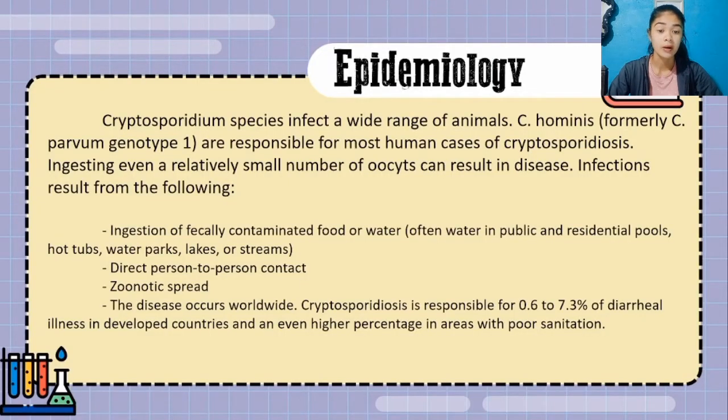Epidemiology. So, Cryptosporidium species infect a wide range of animals. So, they're also responsible for most human cases of cryptosporidiosis. Ingesting even a relatively small number of oocysts can result in disease. Infections result from the following: ingestion of fecally contaminated food or water, direct person-to-person contact, zoonotic spread, and the disease occurs worldwide. So, cryptosporidiosis is responsible for 0.6 to 7.3% of diarrheal illness in developed countries and an even higher percentage in areas with poor sanitation.